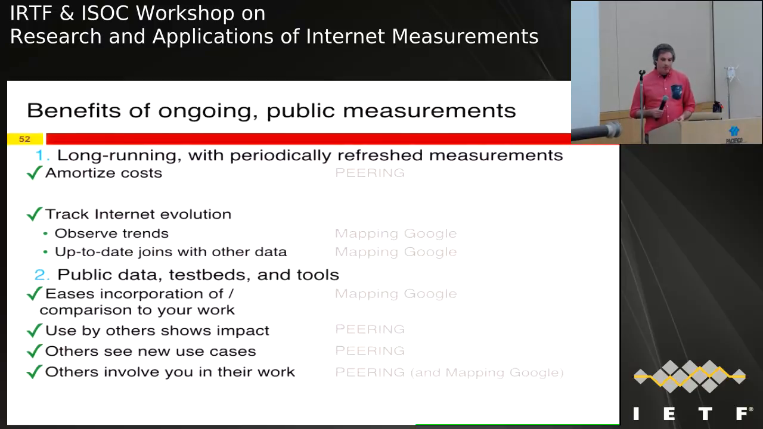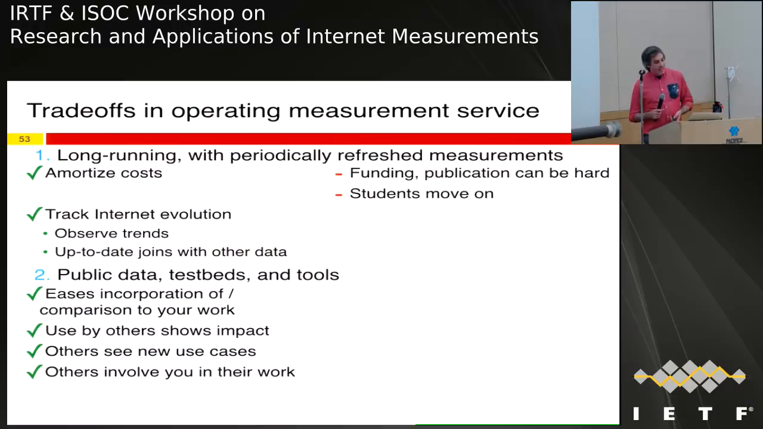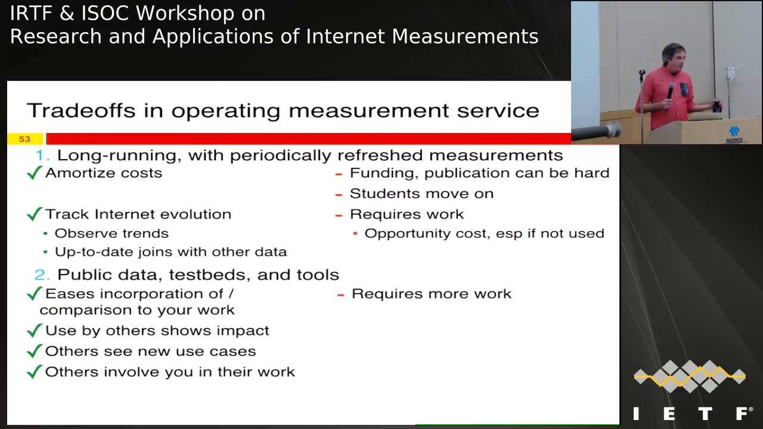So I've painted kind of a rosy picture so far, just showing benefits. Of course, there are some trade-offs if you're going to maintain your measurements over long time periods, especially after you've published the paper, and if you're going to open up your measurements and testbeds for use by others. A known issue within academia is that it can be kind of hard to fund these ongoing efforts. Also, students graduate and things decay. It requires extra work to do this, and even more work to open it up for others. And this is kind of an opportunity cost. Like, should I move on to new unrelated projects versus maintaining the same one?